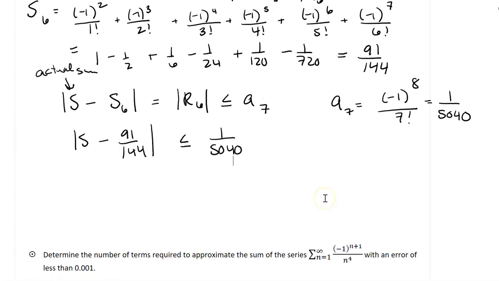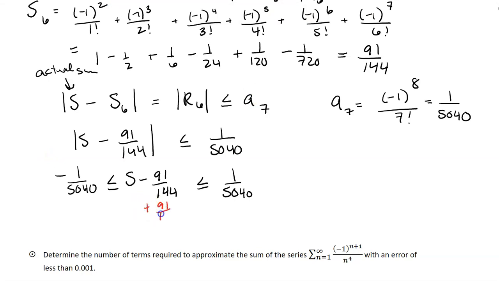And what this allows me to do, because I have an absolute value less than or equal to a number, I know that s minus 91 over 144 has to be between positive 1 over 5040 and negative 1 over 5040. And then I can just solve this inequality here by adding 91 over 144 to all of these pieces.